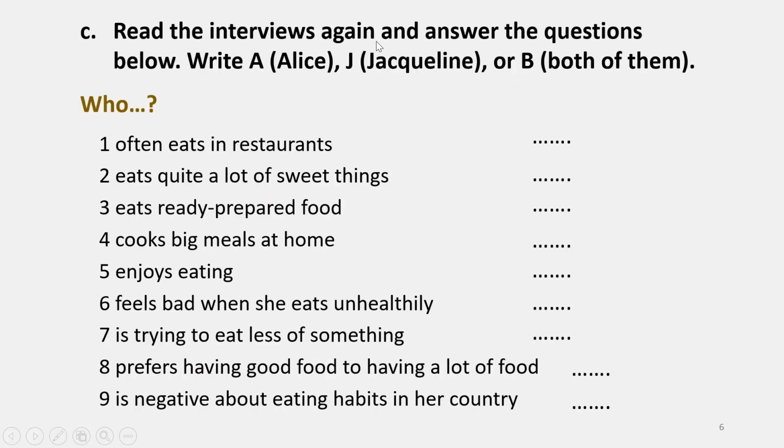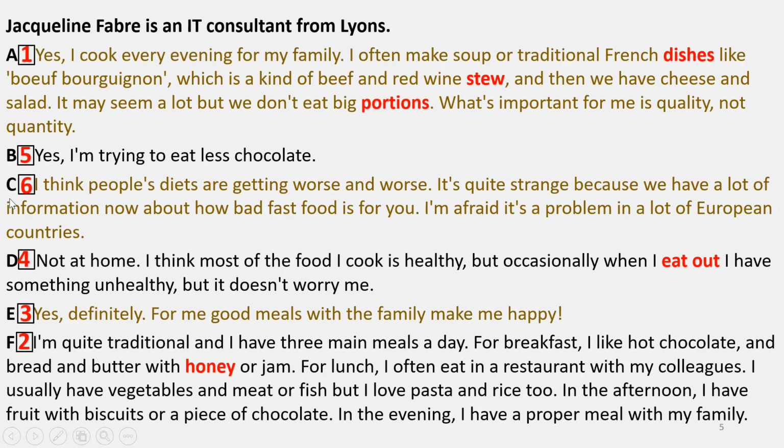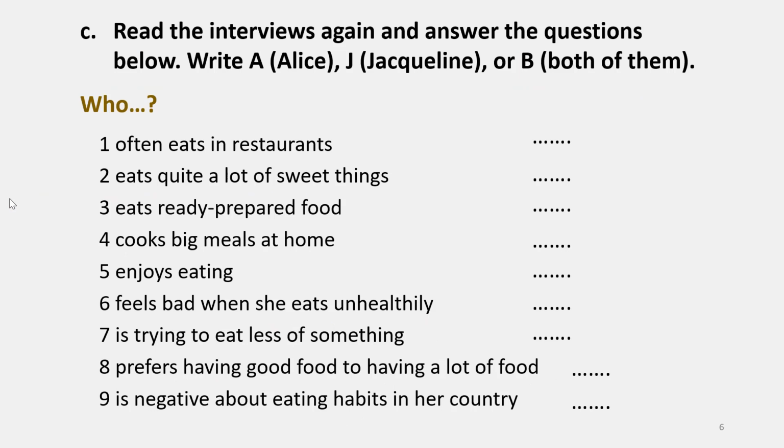Part C, read the interviews again and answer the questions below. Write A if the answer is Alice's, J if the answer is Jacqueline's, or B for both of them, right? With the question, often in restaurants. Okay, so now I recommend you take a picture. Yeah, take a picture of the paragraphs, right?